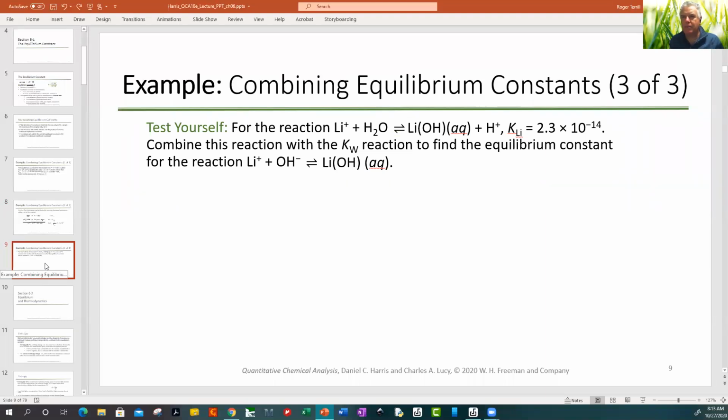For the reaction lithium plus water makes lithium hydroxide aqueous plus H+. So I just want to say here that this is a completely new type of reaction. This is a metal ion acting as an acid. I don't know if you guys have ever seen that before, but this is a legitimate type of reaction that's really common.